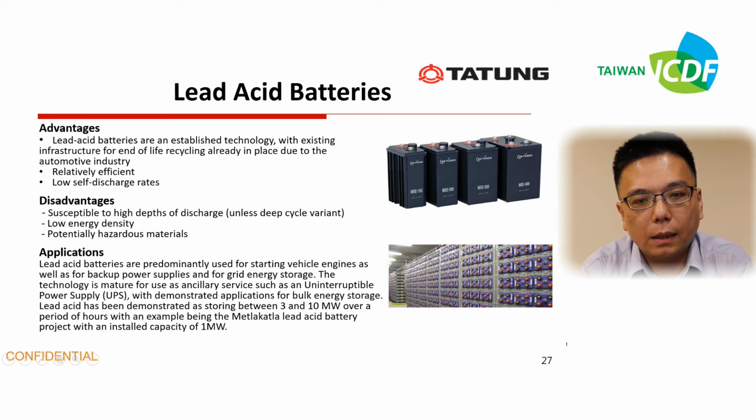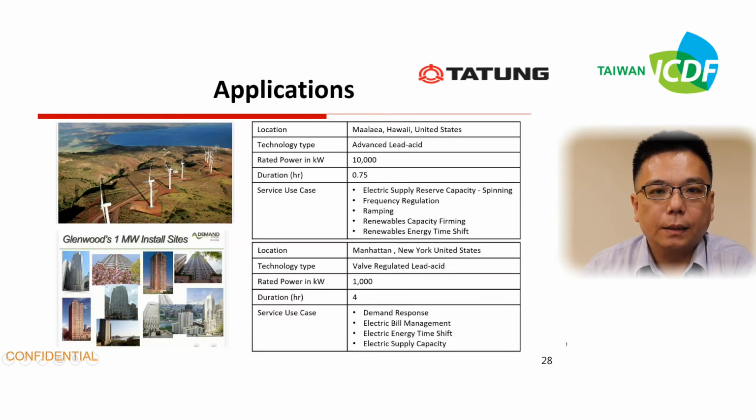the Medakata lead acid battery project with an installed capacity of 1 megawatt. You can see the application in the United States, Hawaii, integrated with wind power. The rated power is 10 megawatt and the duration is 0.65 hours. It serves ancillary service ramping, renewable energy capacity firming, and renewable energy time shifting.